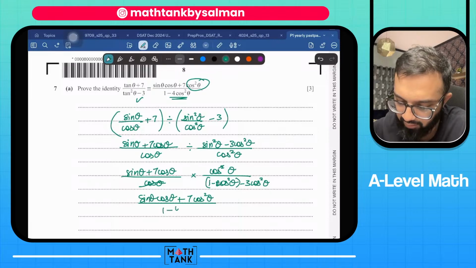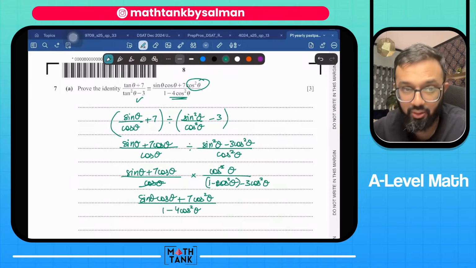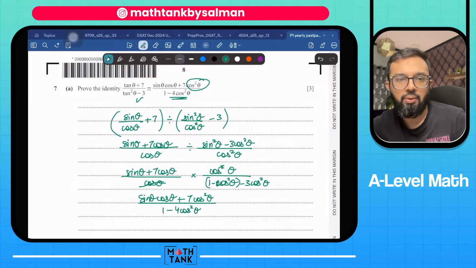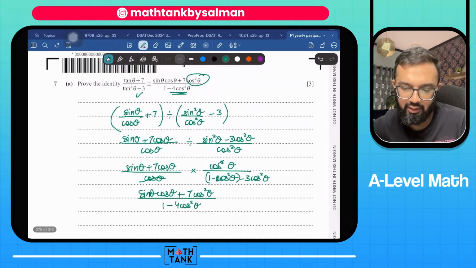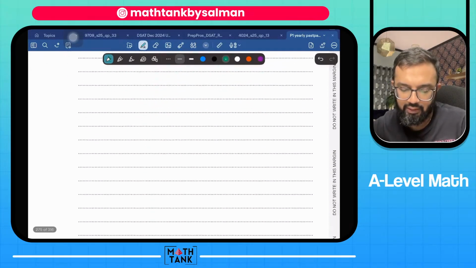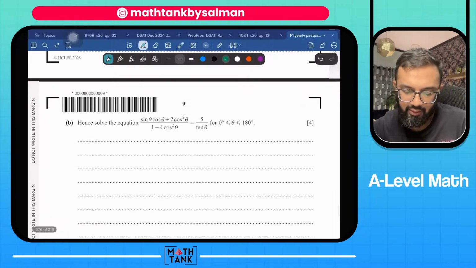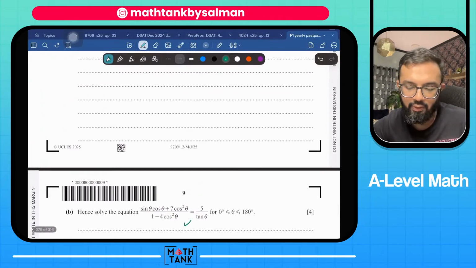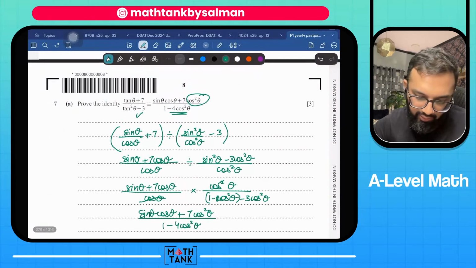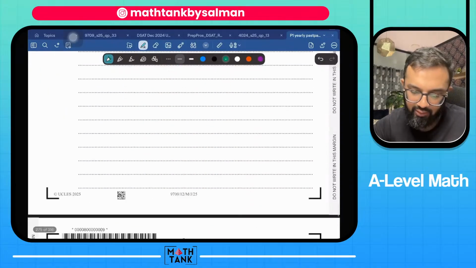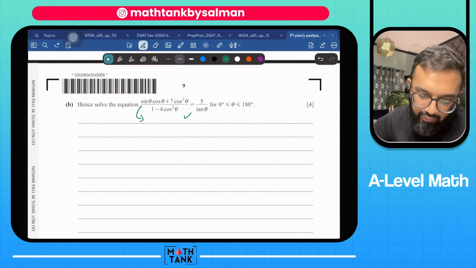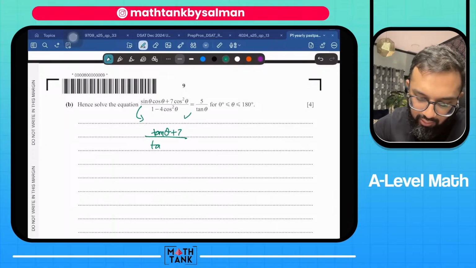And I get 1 minus 4 cos square theta in the denominator. So I've proved to you that this is the identity. I've proved the left hand side equals the right hand side. Then it says now solve. I'm going to bring back what I did, tan theta plus 7 over tan square theta minus 3. Instead of this, I can write tan theta plus 7 over tan square theta minus 3.